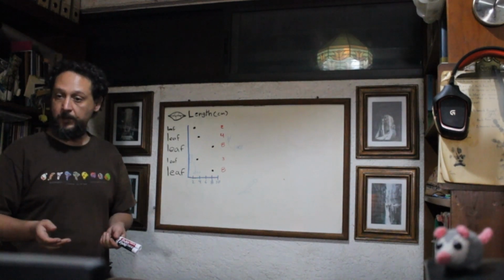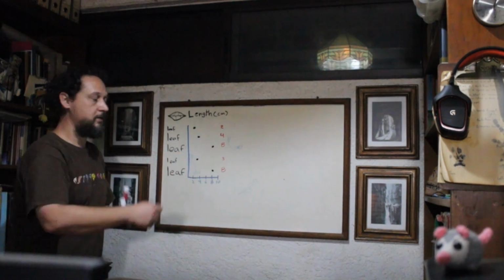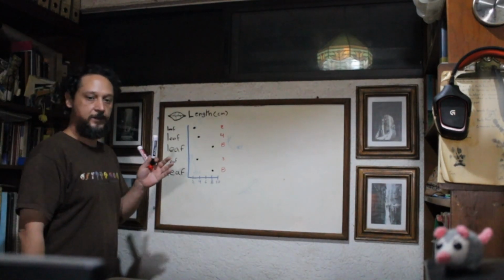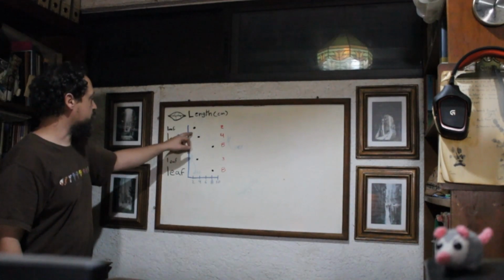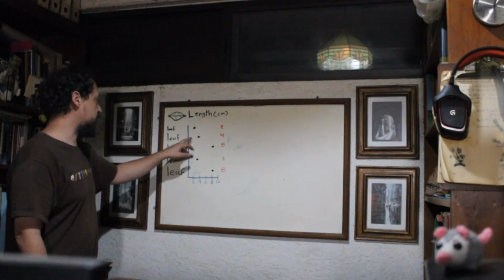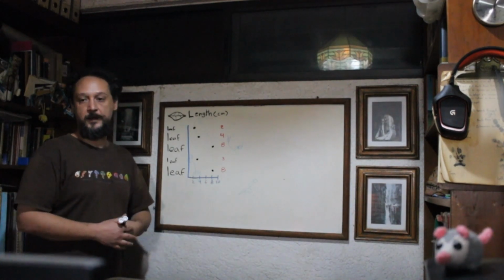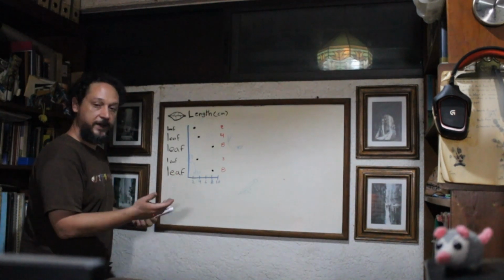So how do we calculate it? For example, here we are measuring the length of some leaves of some tree in centimeters. So for example, this leaf measures 2 centimeters, this one 4, 8, 3, and again 8. So how do we calculate the spread?